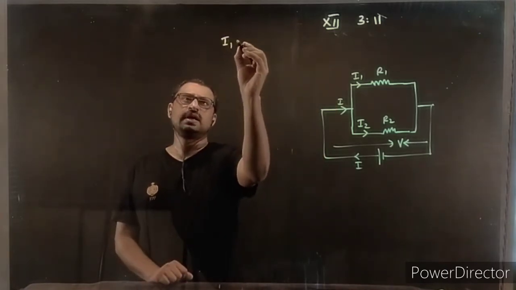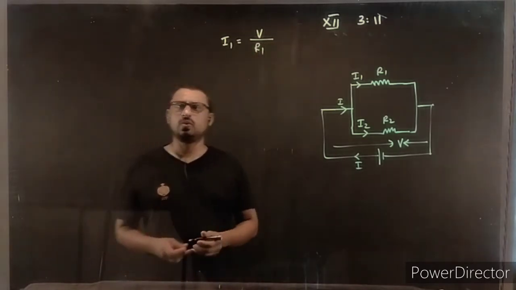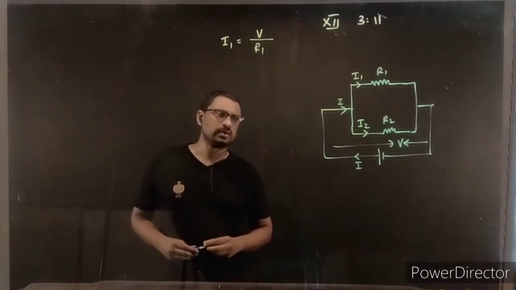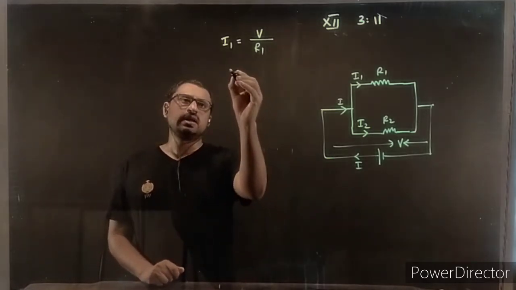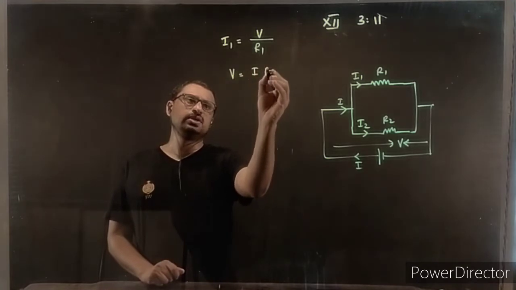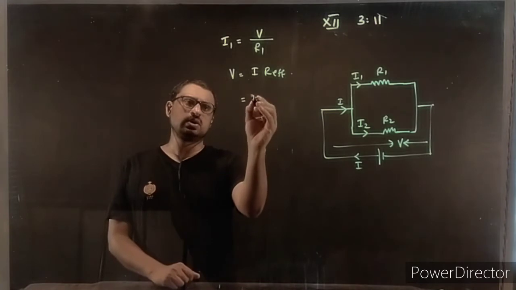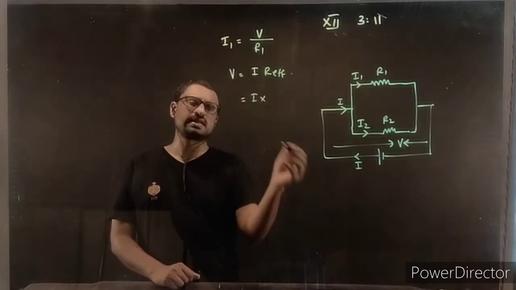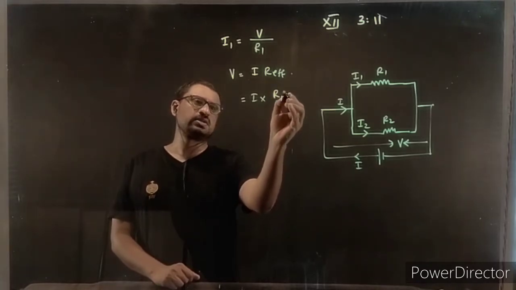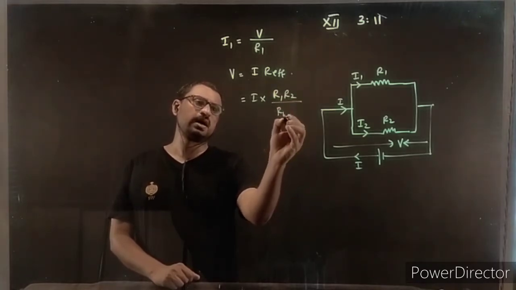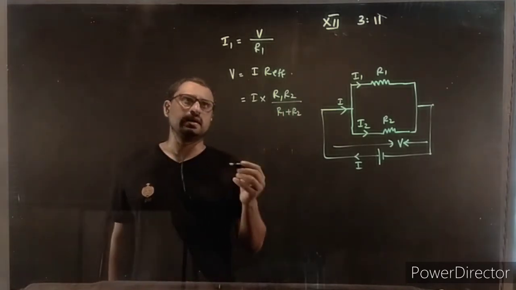Actually, what is I1? I1 is nothing but V by R1. Now V is the total voltage, the total potential difference supplied by the battery. That V will be equal to I into R effective. For two resistors connected in parallel, the effective resistance will be R1 R2 divided by R1 plus R2. So you can apply it here.